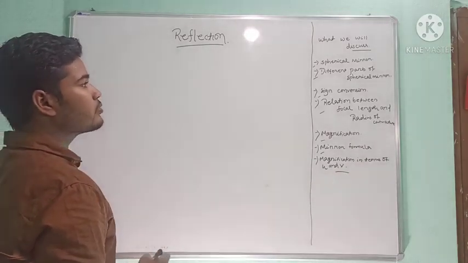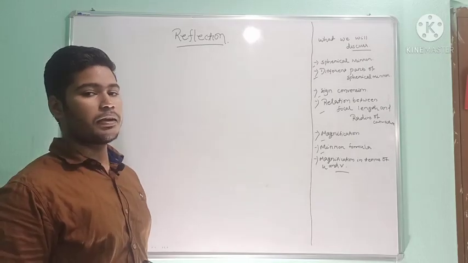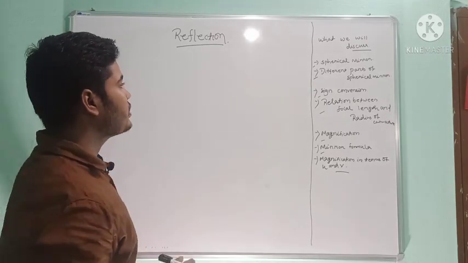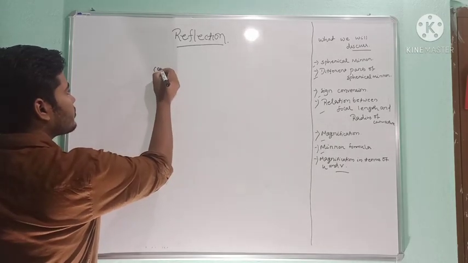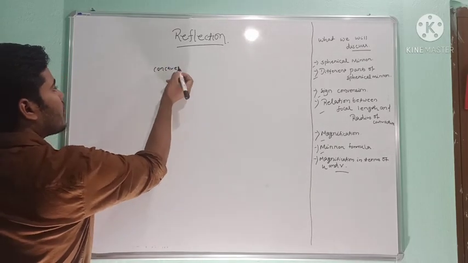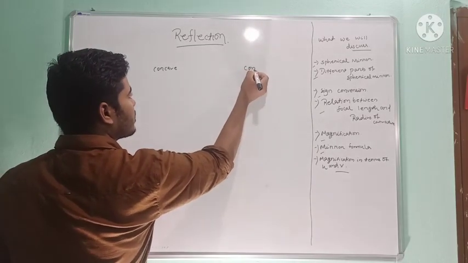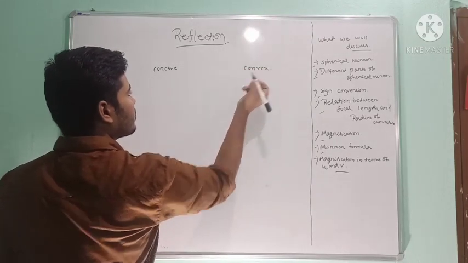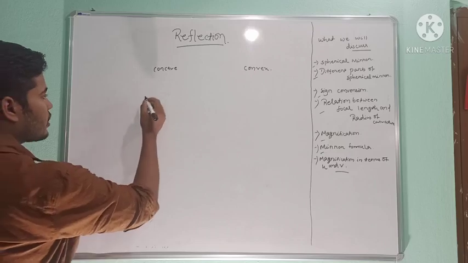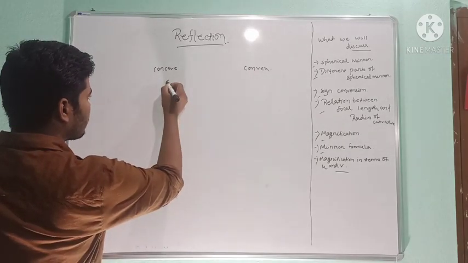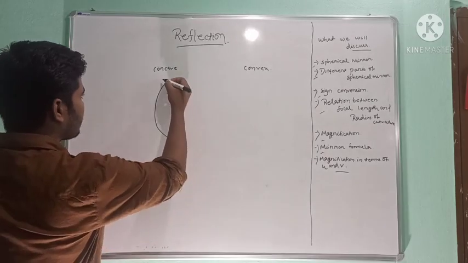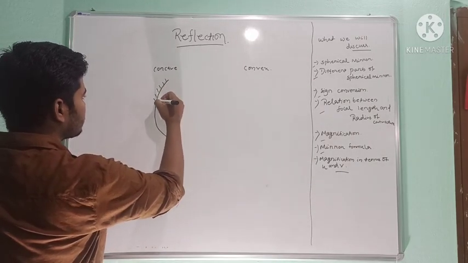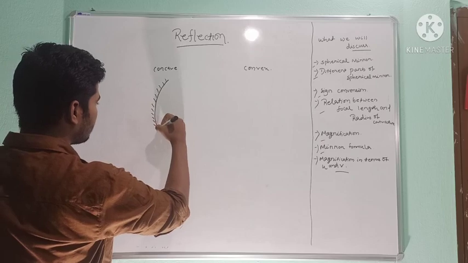As we have discussed, what are the different types of spherical mirror? There are two types of spherical mirror. One is concave and another is convex. So, what is a concave mirror? The concave part of a hollow sphere is called a concave mirror.